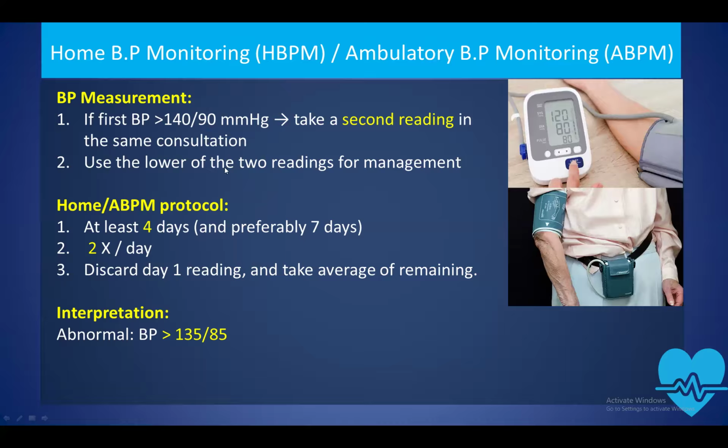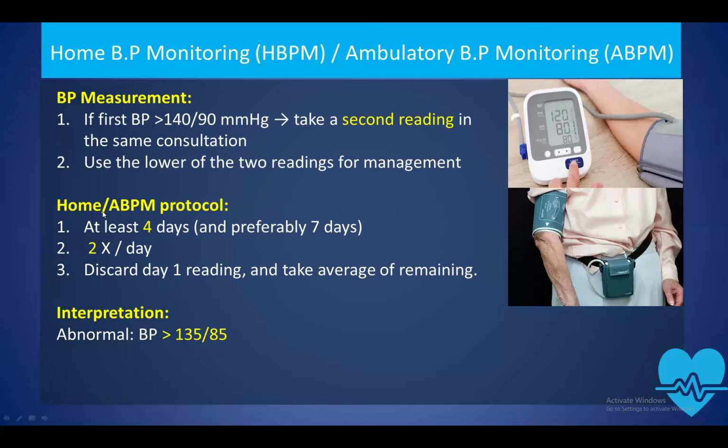Then use the lower of the two readings for management. For example, the first reading was more than 140/90 and the second reading was less than 140/90. So this is a normal patient. This patient does not require home BP monitoring or ambulatory BP monitoring.